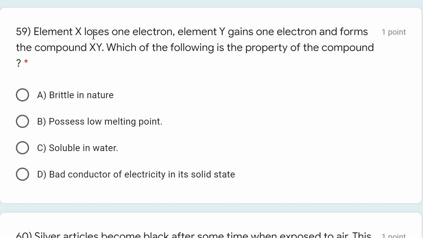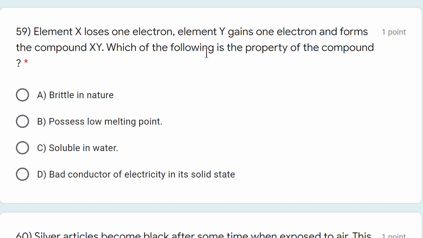Now, ionic compounds have some characteristics. Ionic compounds are brittle in nature. They possess a high melting point, not a low melting point. So this is wrong. They are soluble in water. Ionic compounds are soluble in water. And in solid state, they are bad conductors of electricity. So in ionic compounds, the only thing that is wrong is possess low melting point. So in this question, they should have asked which of the following is not the property of the compound. So the correct answer would have been possess low melting point.